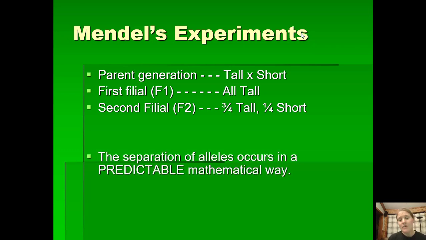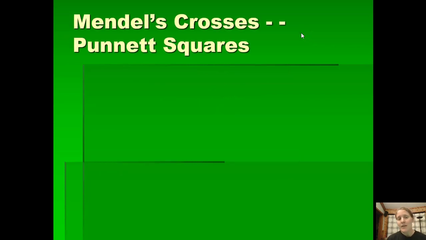Every time that he looked at a trait, whether it was tall and short or purple and yellow flowers or round seeds and wrinkled seeds, he got the same sort of results. So he concluded that the separation of alleles occurs in a predictable mathematical way. We can explore that predictable mathematical outcome using Punnett squares.